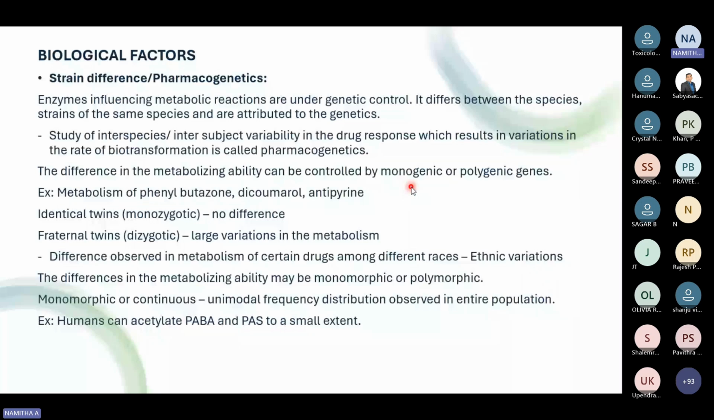In ethnic variation, the differences in metabolizing ability may be monomorphic or polymorphic. Monomorphic is continuous and unimodal. This is observed in the entire population. That means if it is occurring in humans, it is with all humans. For example, humans can acetylate PABA and PAS to a smaller extent.